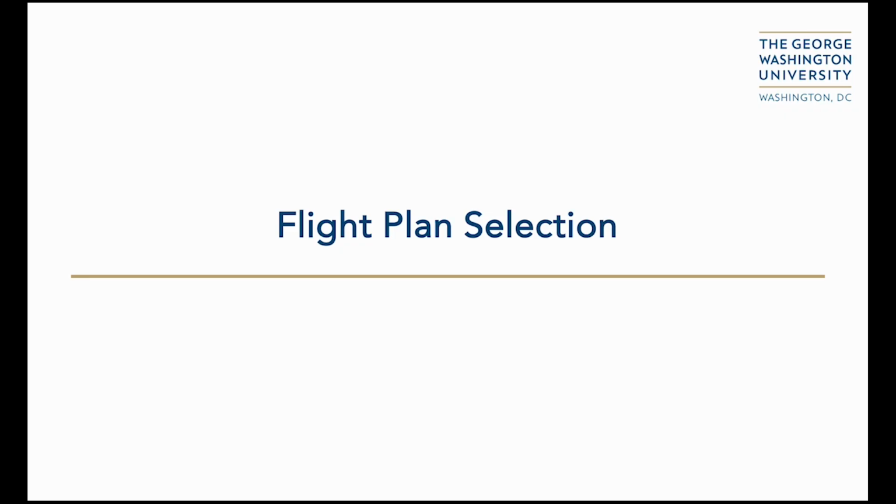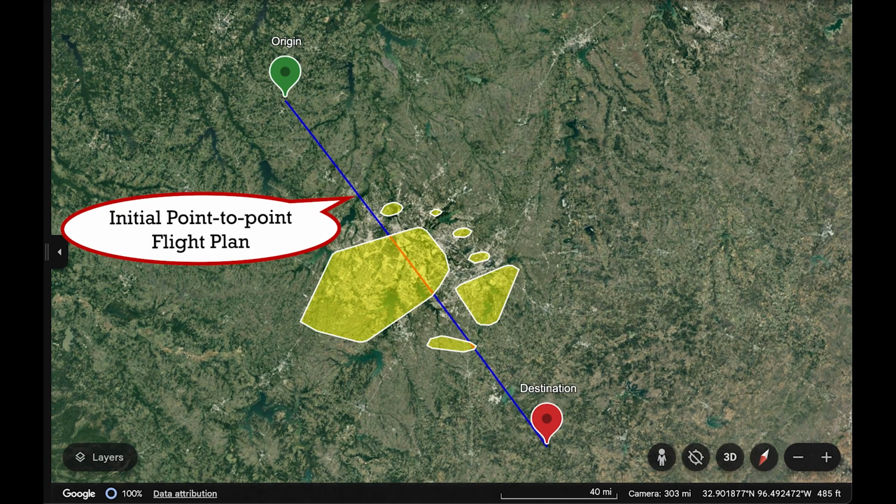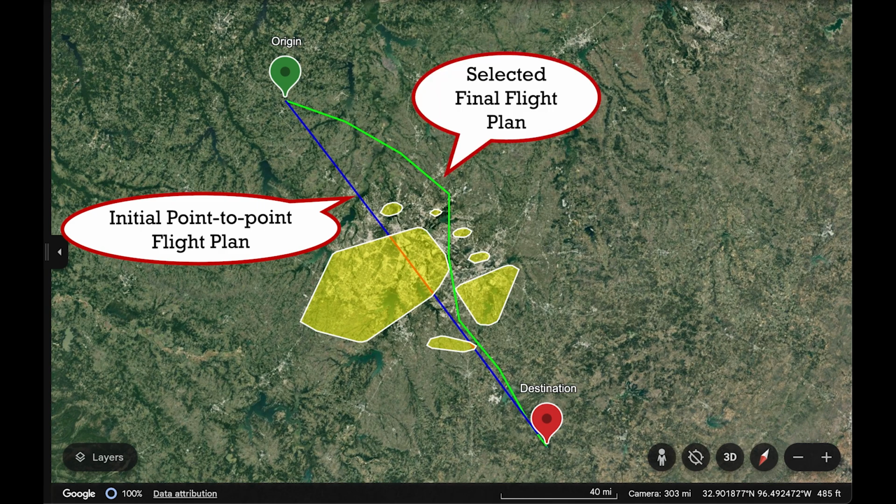Once the optimal flight plan is selected based on the operator's preferences, it is recommended for their final review. On the map, the blue line represents the direct flight path from the origin to the destination. The red areas highlight regions where the flight intersects with wind hazard zones. The green line shows the rerouted flight plan that avoids these hazardous areas.